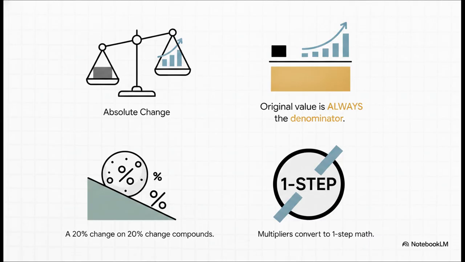Okay, let's do a quick recap of the main things you absolutely need to walk away with today. First, remember that absolute change is flat, but percentage change scales based on the context. Second, and this is our golden rule, the original value is always your denominator. Third, changes upon changes compound. You can't just casually add them together. And lastly, leverage those multipliers. They brilliantly turn clunky two-step math into sleek one-step math.